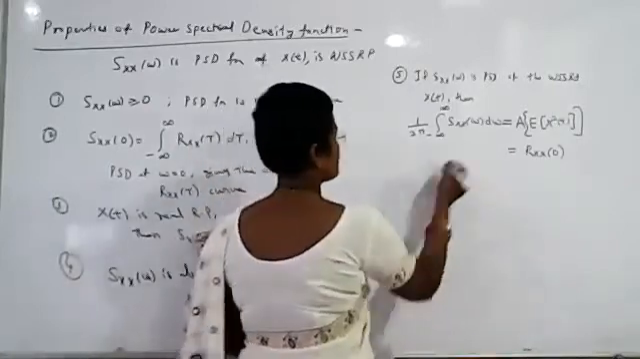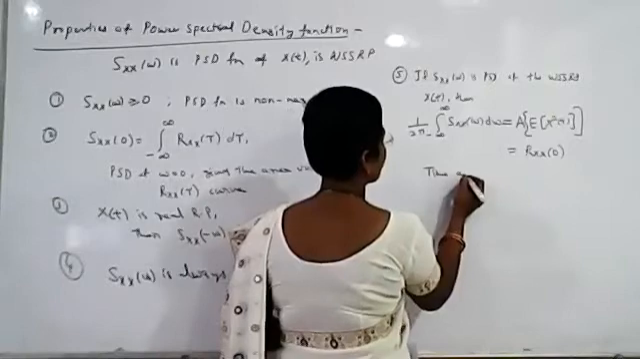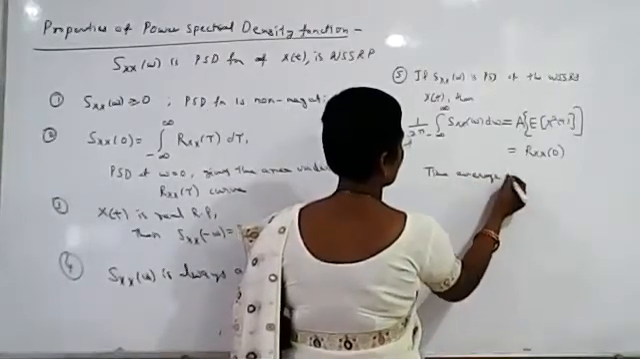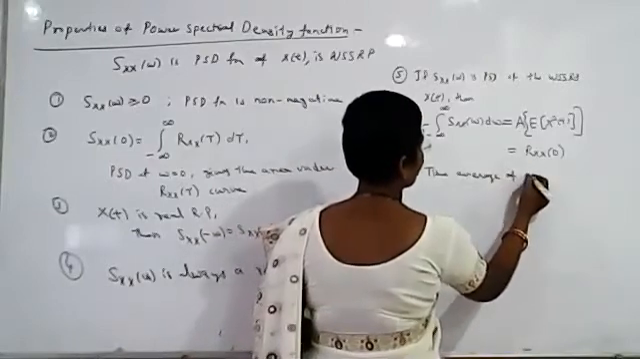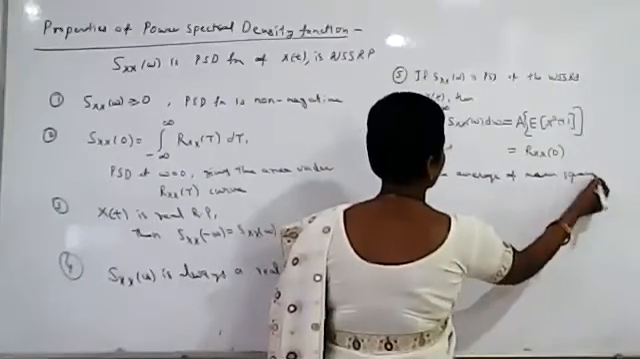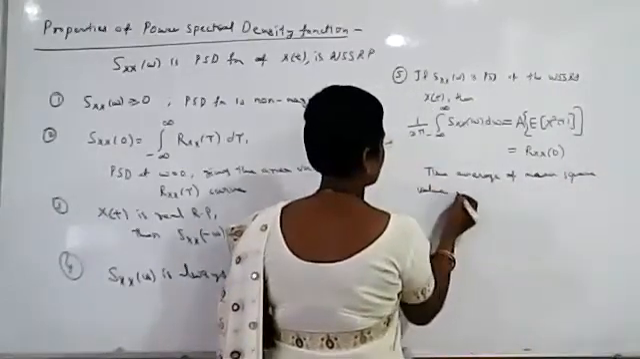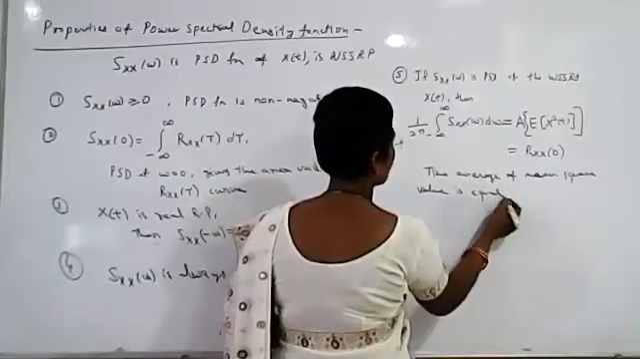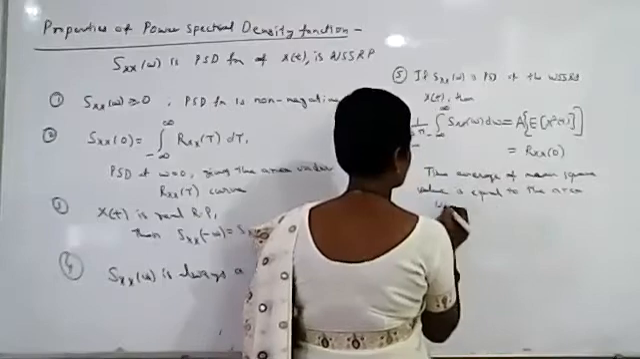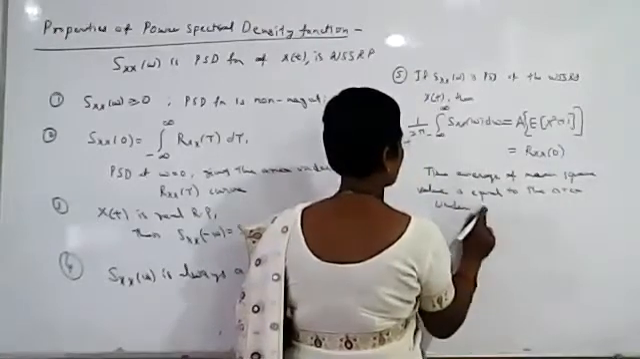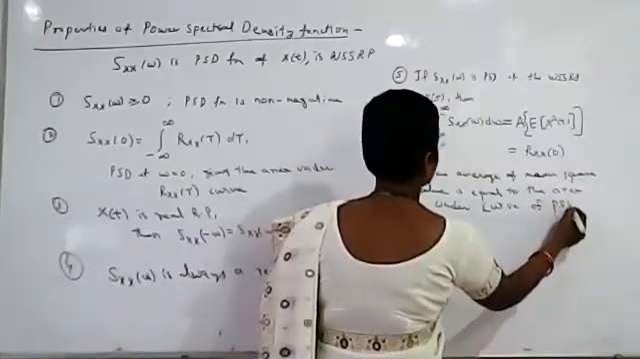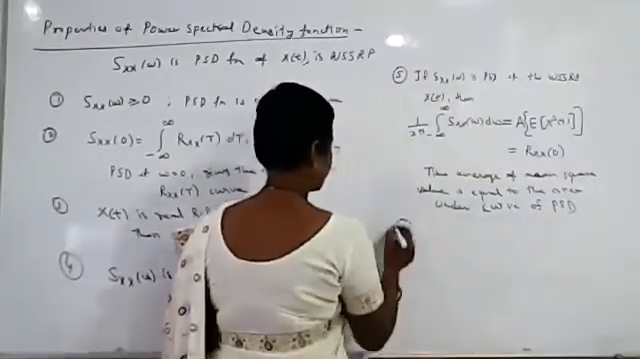So the time average of the mean square value is equal to the area under the curve of the power spectral density function. That is our fifth property.